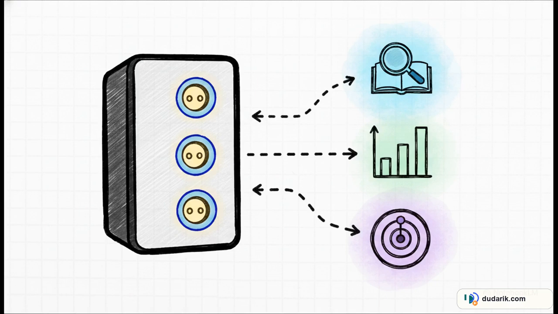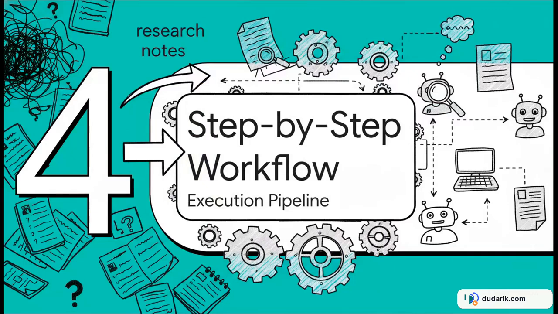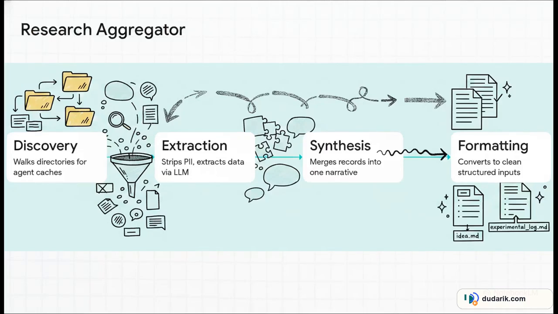Again, all optional but absolutely game-changing tools. All right, on to section 4, this step-by-step workflow. So picture a typical day in the life of a researcher. Your notes are probably scattered across a dozen different agent chats and cache files, right? Well, PaperOrchestra features an optional aggregator skill that runs in 4 phases: discovery, extraction, synthesis, and formatting.